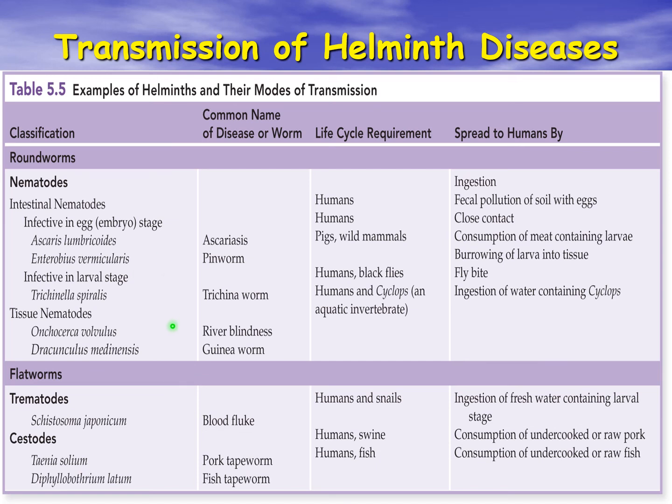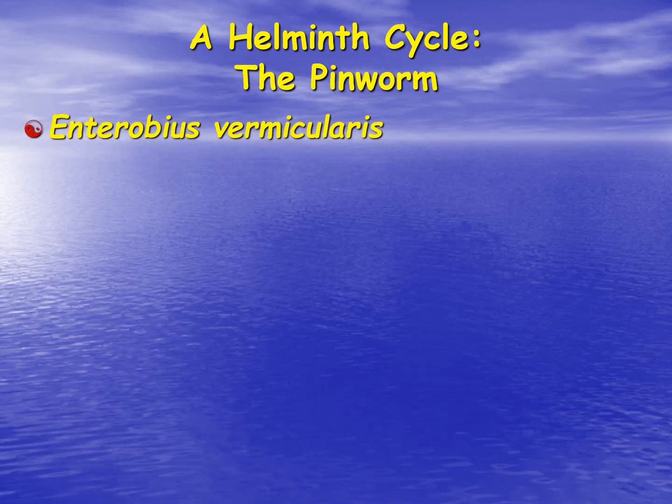Of the flatworms, Schistosoma, or the blood fluke, is primarily spread to humans by ingestion of fresh water containing the larval stage, or by eating snails. And Taenia solium and Diphyllobothrium latum are the pork tapeworm and fish tapeworm respectively, and these two can infect humans as well. We also can see the beef tapeworm that can infect humans, and there is one that is only found in humans. So let's take a look at one of these, Enterobius vermicularis.